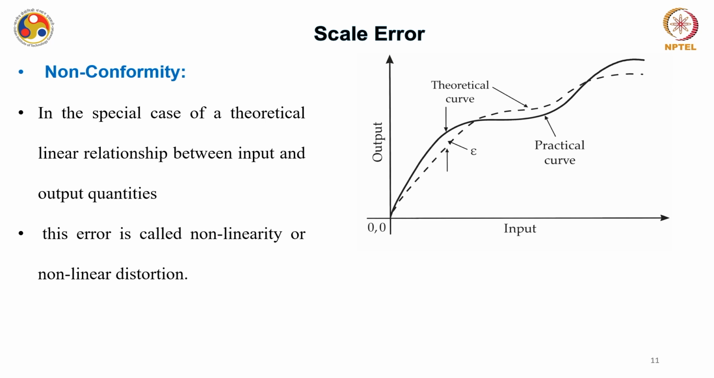So in the special case of a theoretical linear relationship between input and output quantities, this error can also be called non-linearity error, because the relationship between input and output was linear, and any deviation from that can of course be called non-linearity, or sometimes we also call it non-linear distortion.